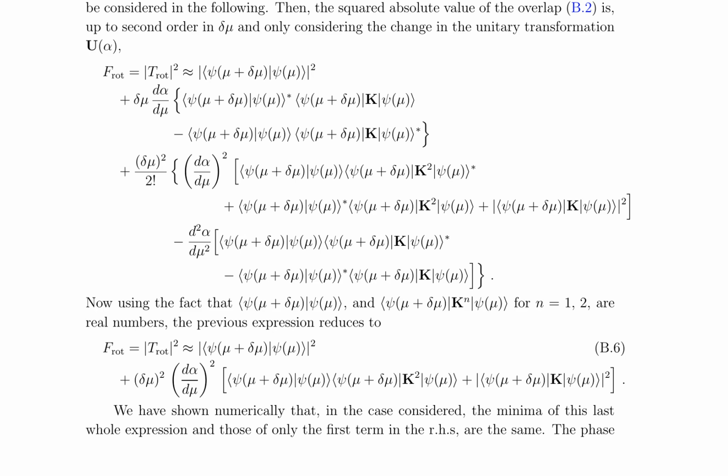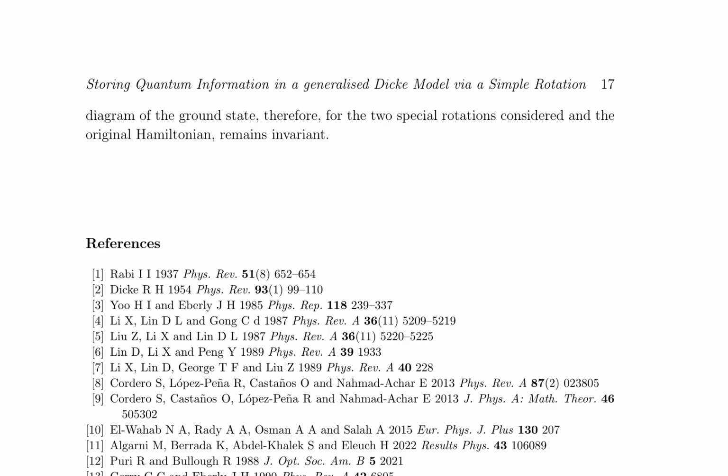It provides insight into the stability and coherence of quantum information under such transformations, which is crucial for assessing the feasibility of the proposed method for quantum information storage and its potential applications in quantum computing and other quantum technologies. The paper explores the concept of storing quantum information in a generalized Dicke model through a simple rotation. It begins by discussing the original Hamiltonian, which remains invariant for two special rotations considered. The paper then delves into various aspects of this model, including its potential applications and limitations.